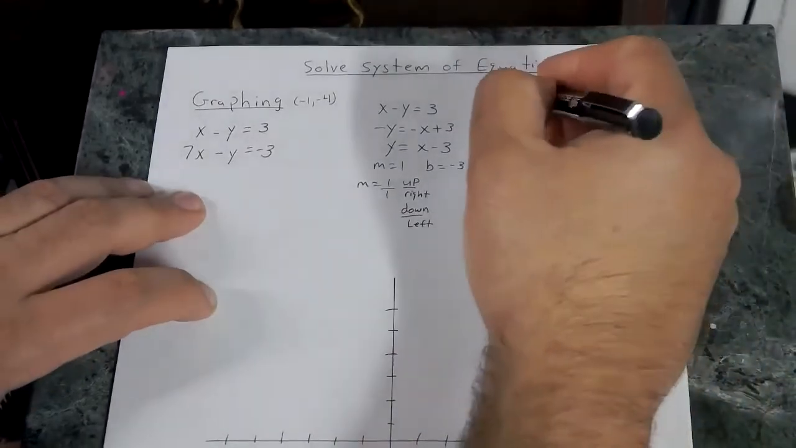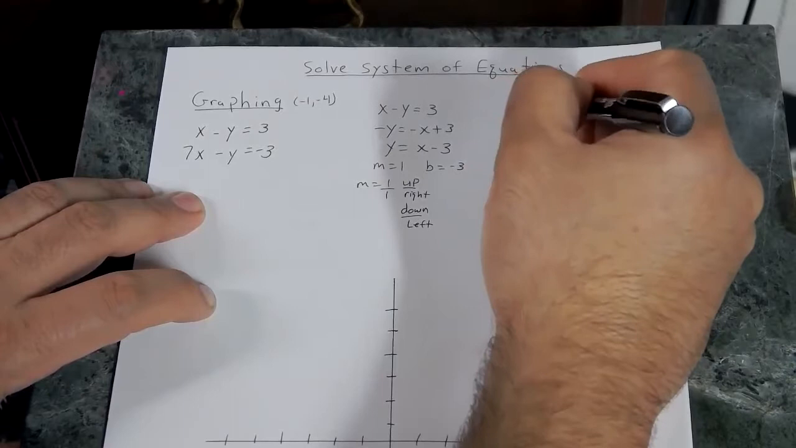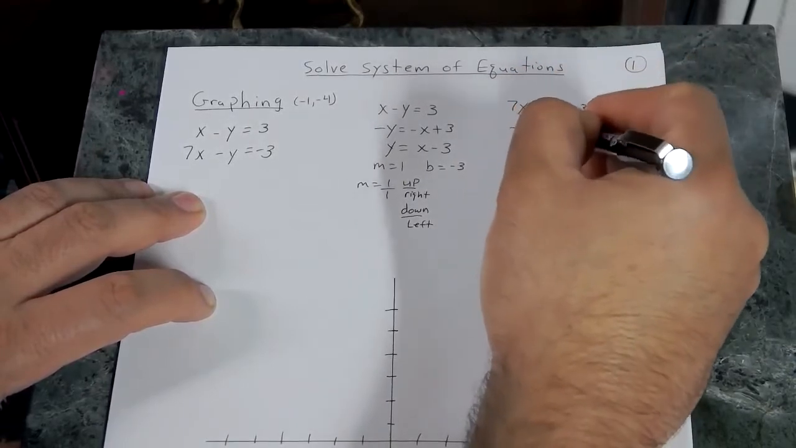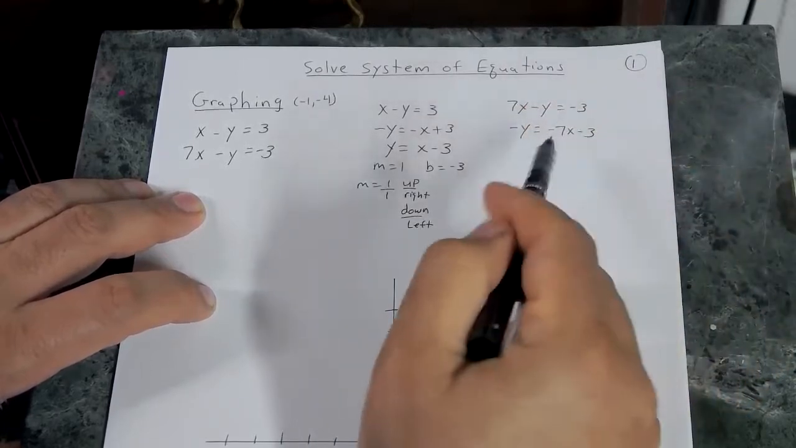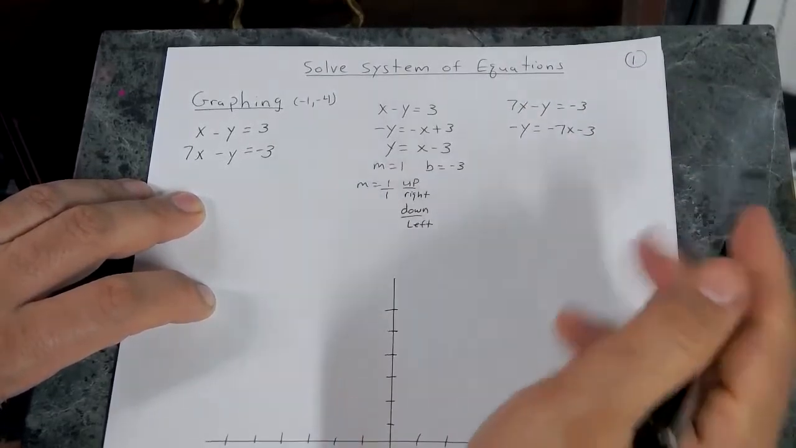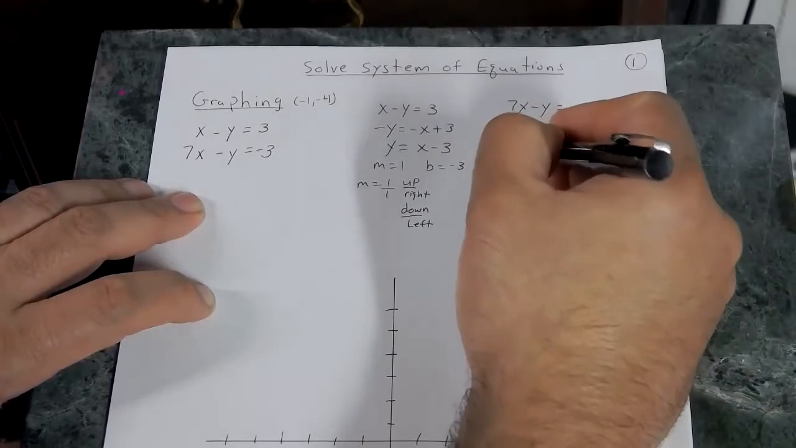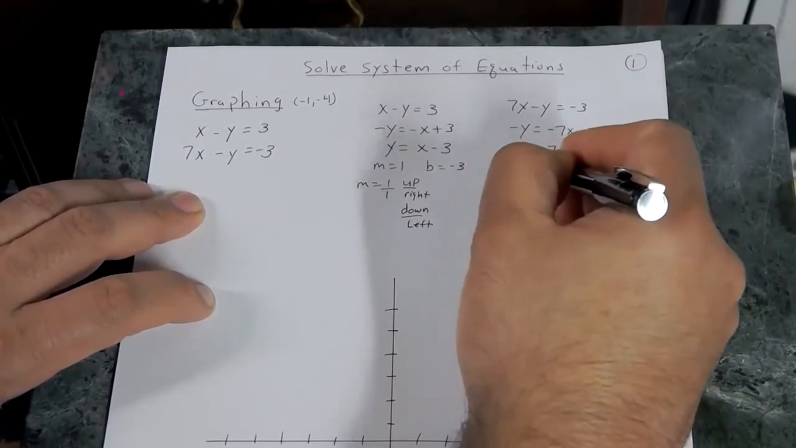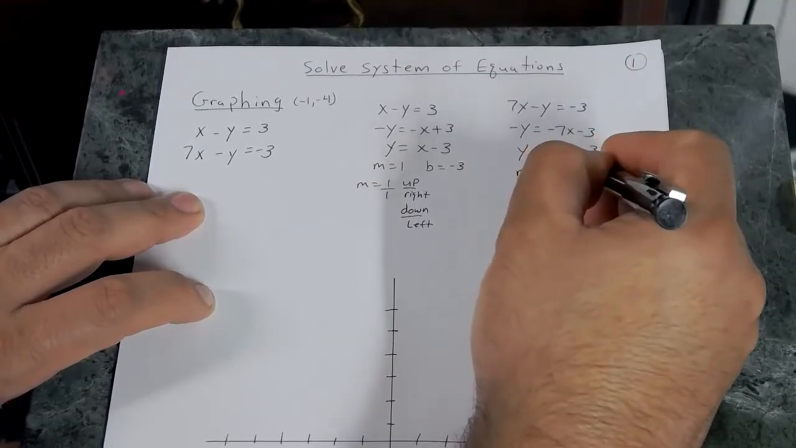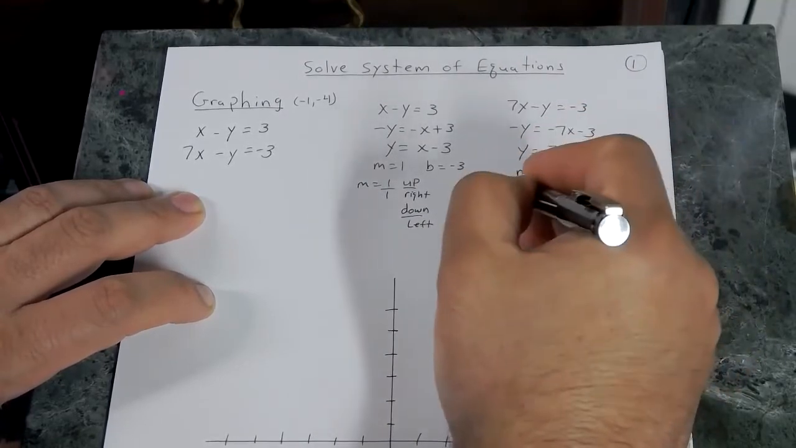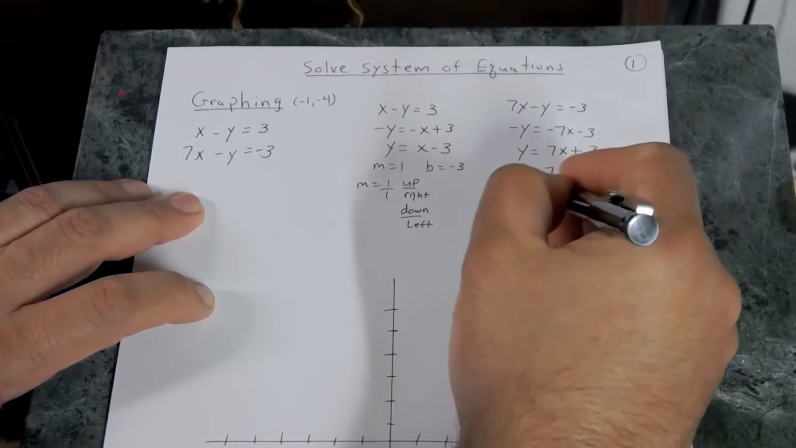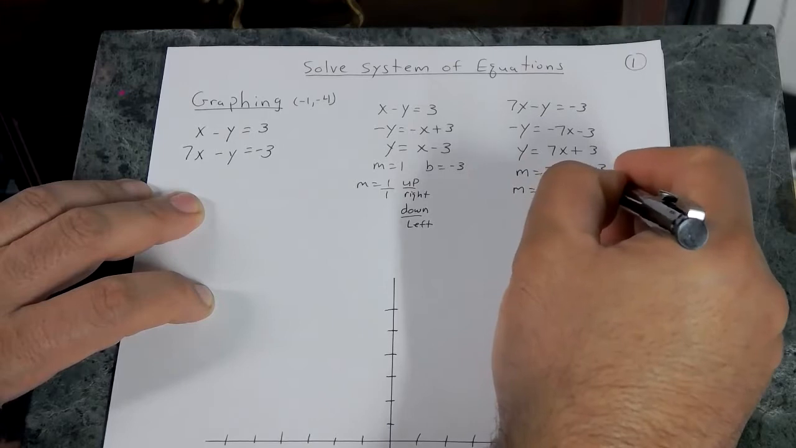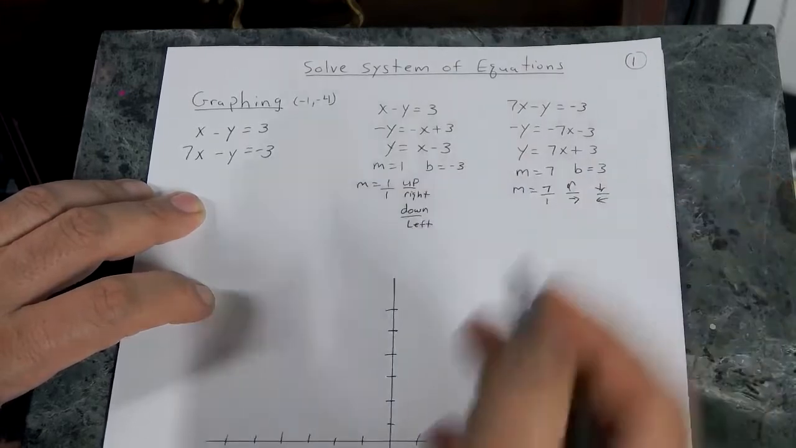The second equation, 7x minus y equals -3. Do the same thing. Negative y equals -7x minus 3. All I did was take the 7x to the other side and divide by -1. Y equals 7x plus 3. So now I know the slope is 7 and my intercept is 3. Since it's 7, I'm going to go up 7 to the right 1, or down 7 and to the left 1.